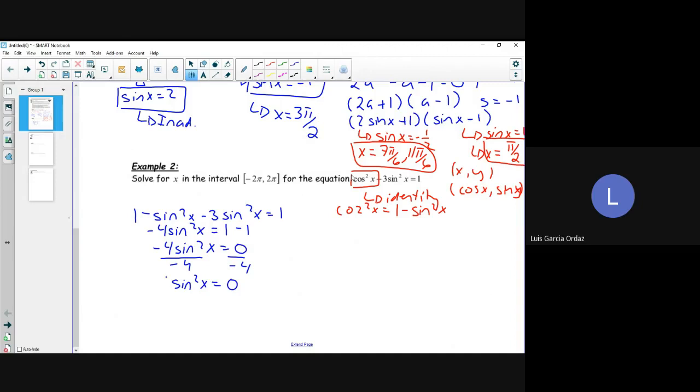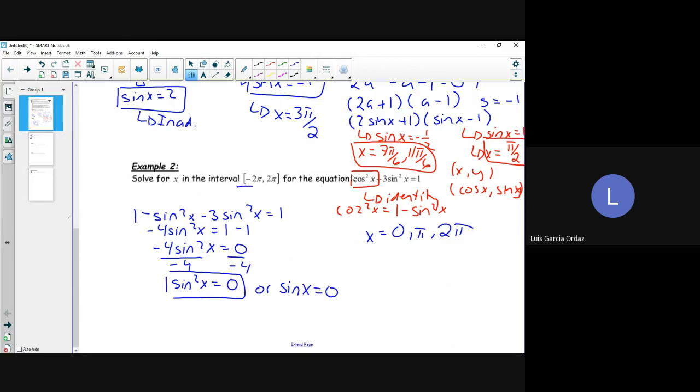And that is pretty much the solution right here. So now we have to figure out at what angles it gives us the expression sine squared x is equal to 0, or it's the same thing as finding sine x being equal to 0. So if we look at the unit circle, we know that sine gives us a value of 0 when x is equal to 0, pi, and 2 pi.